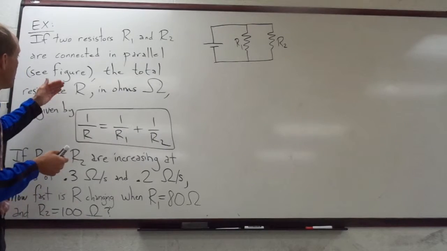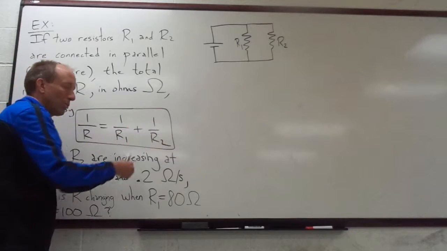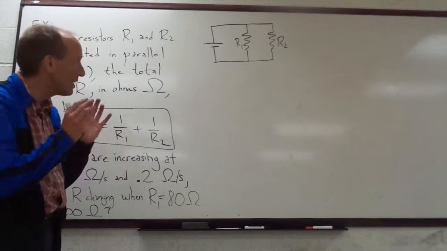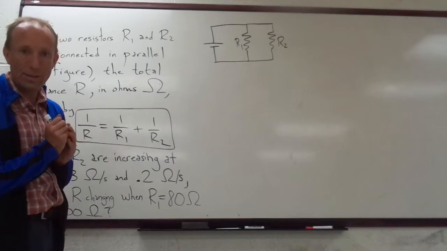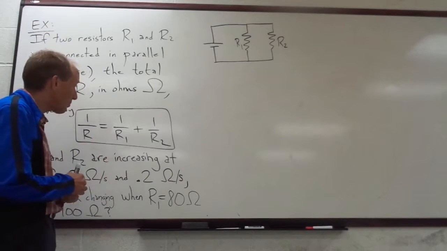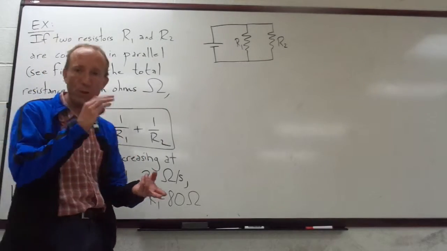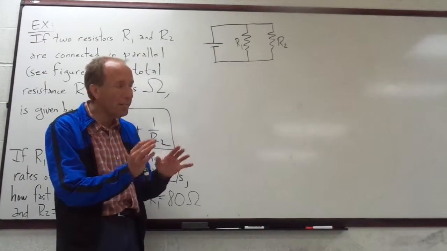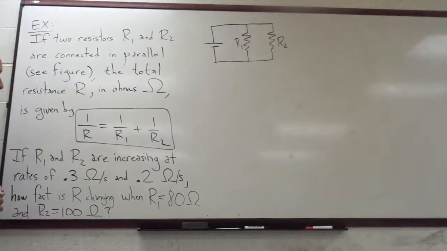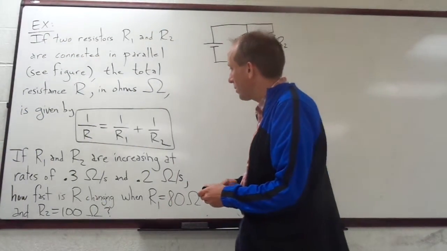So the total resistance R is given by its reciprocal being equal to the sums of the reciprocals of the individual resistances. Okay? So we're going to just use that for free. So we don't really need step 1, which is to draw the picture, or step 2, which is to label the picture. We can kind of move past that and focus more on the remaining steps of the related rates process. So let's just work through this.